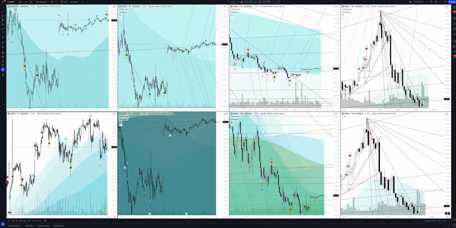Today we will take a look at Amedisys Inc. stock. Let's analyze the market situation and find out how you can make money on it. Let's start.